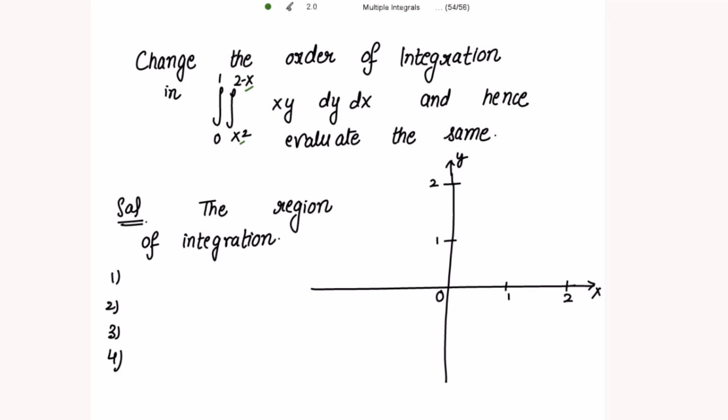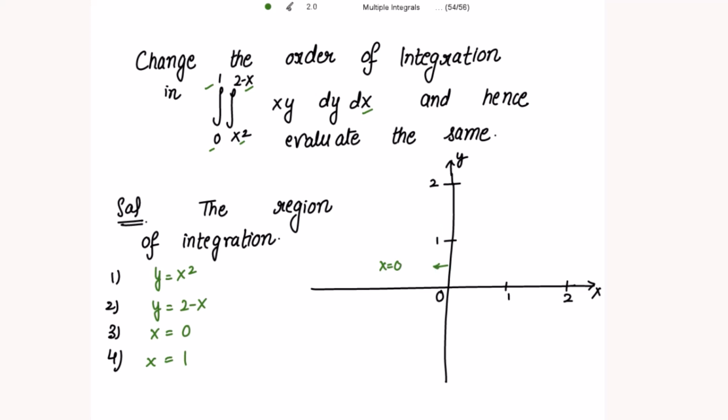So the lines are given as y is equal to x squared and y is equal to 2 minus x. And the limits for x are given as 0 to 1. So the lines are x equal to 0 and x equal to 1. So let's draw the region. Now x is equal to 0 is this line. This is your x equal to 0.